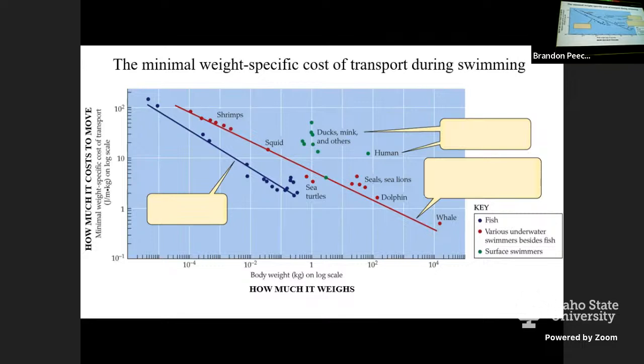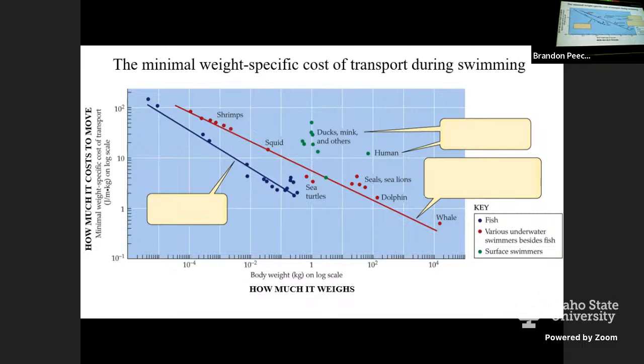All right, what are some observations we can make about this? What really surprised me is how efficient humans are in the water, at least relative to body weight. Yeah, it is more efficient relative to their weight. That is the accurate way to read this chart. The green ones are ducks, mink, and other surface swimmers. I don't know which one's the mink.